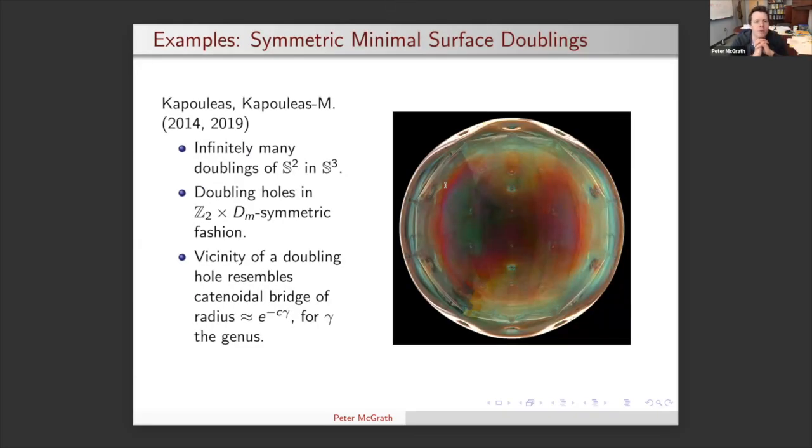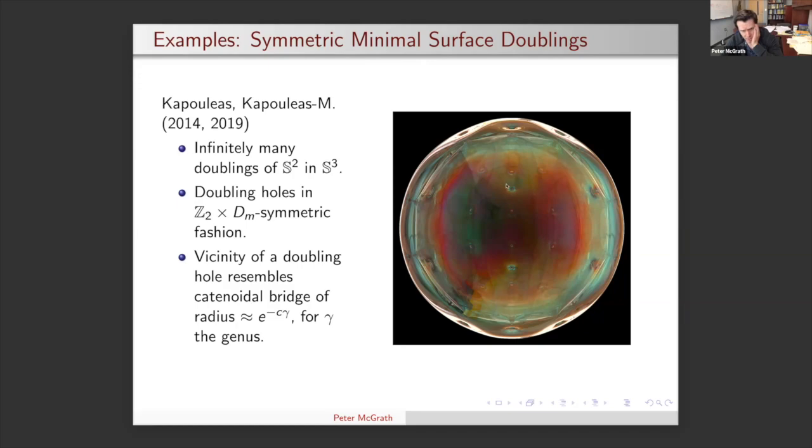Kapouleas also constructed, and later I constructed many more examples with him, of doublings of the two-sphere, infinitely many doublings and different families indexed by two discrete parameters. And the symmetries here are centered around a dihedral symmetry, unlike the prior examples where one just had the Platonic symmetry groups. So you have an m-fold dihedral symmetry, m going around like this, and then an extra Z2 action telling you that what happens above the equator is the same as what happens below.